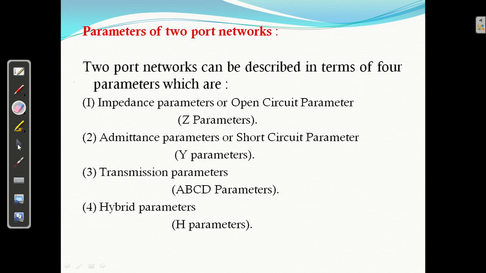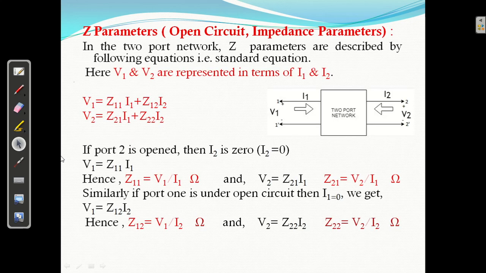The next one is, what is a Z parameter? Now see here, this is the two port network I have given. This is I1 incoming current and I2 is also incoming. Remember, both currents are incoming currents. So I'm assuming V1, I1, V2, I2, 4 variables are there.